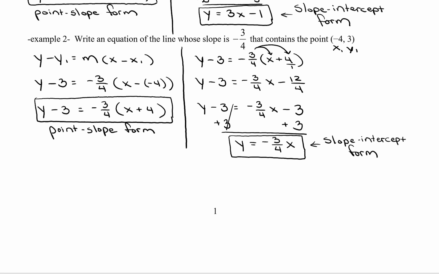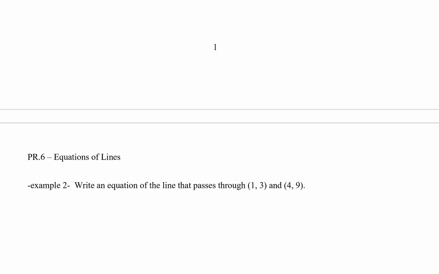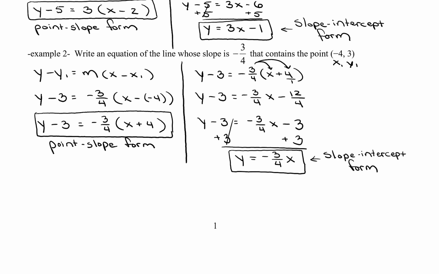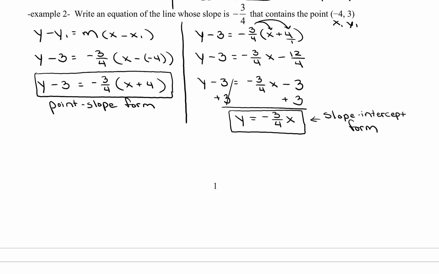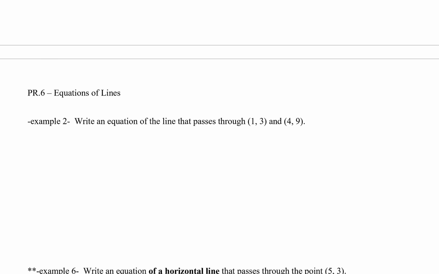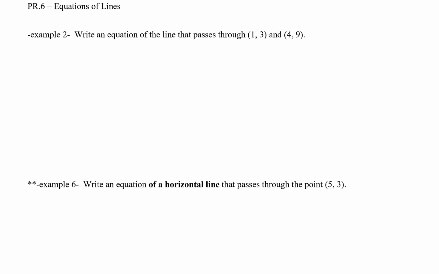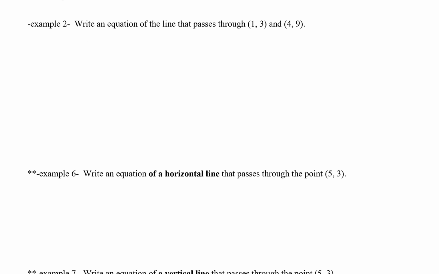Example 2. Oh, I've got two example 2's here. This should have been example 3. Example 3. And I've gone ahead and I wrote over the 2. I wrote example 3, so that way there's no confusion. Write an equation of the line that passes through 1, 3 and 4, 9.